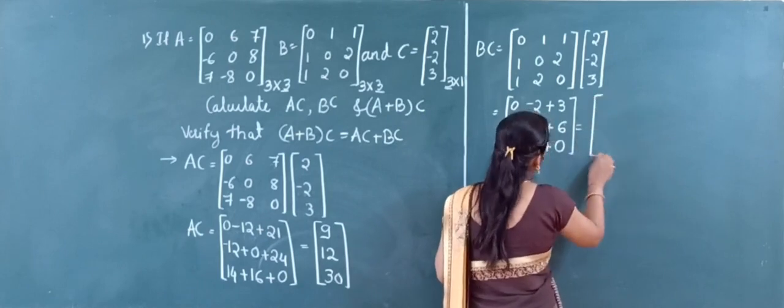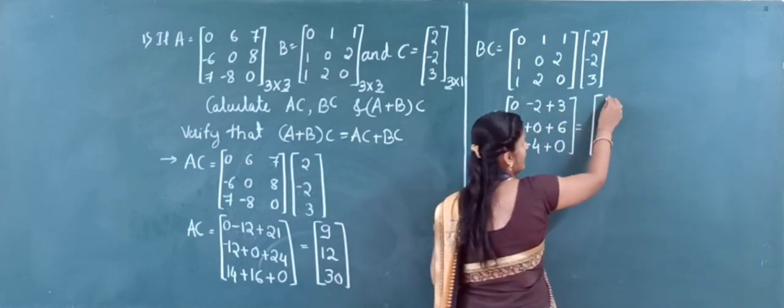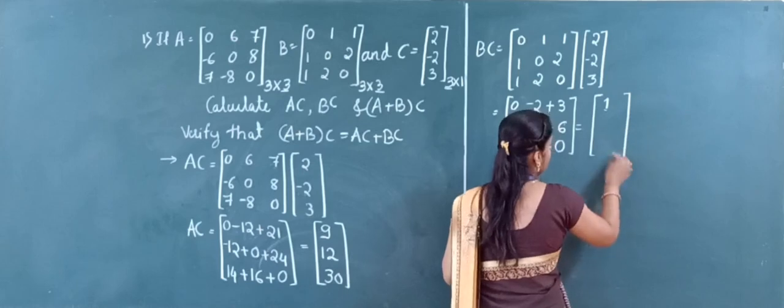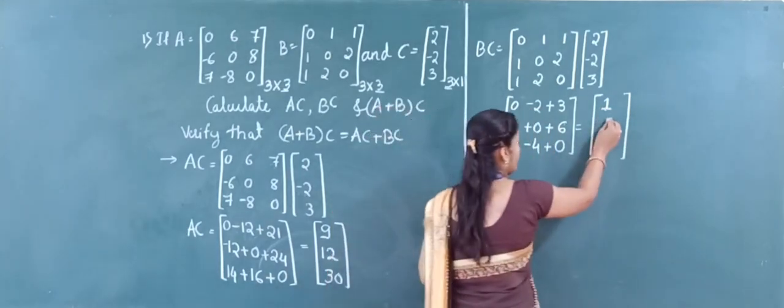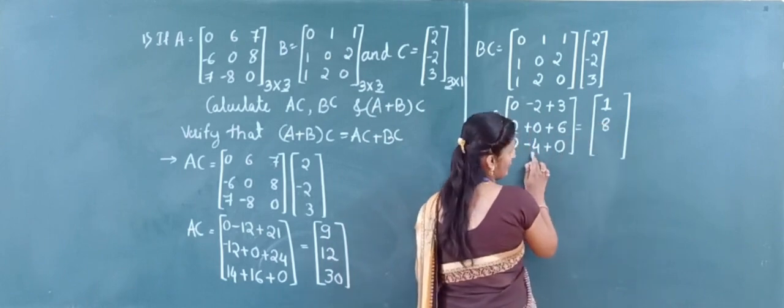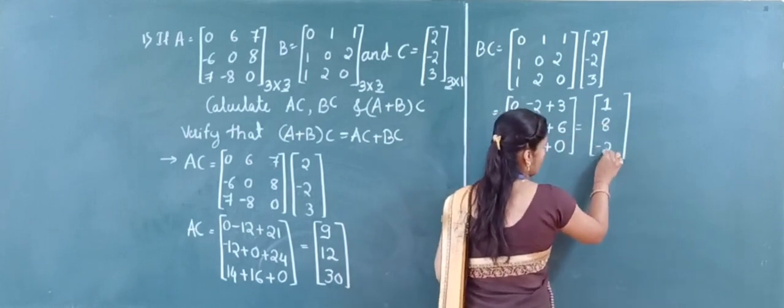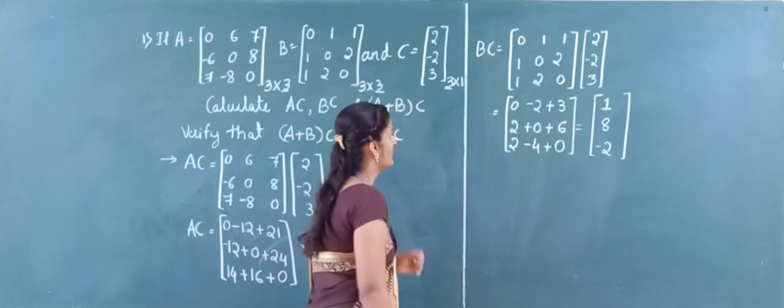So what is our BC? Minus 2 plus 3, 1. Next, 2 plus 0 plus 6, 8. 2 minus 4 plus 0, minus 2. Okay, this is our BC.